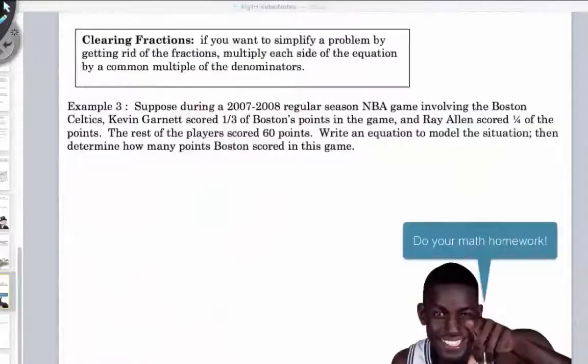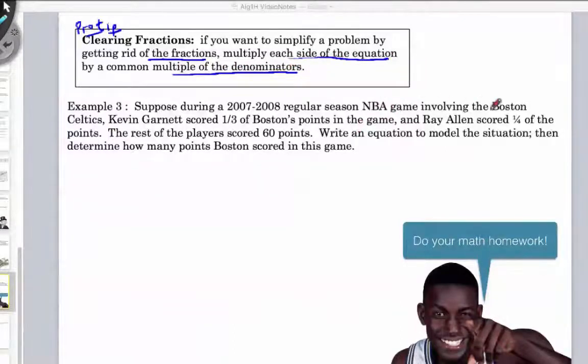All right, here's one more tip on how to solve an equation. And this is called clearing fractions. Whenever we have fractions, it gets a little bit messy when we want to solve for a variable. So you can simply clear a fraction by multiplying through by a common denominator. So let's take a look at this problem.